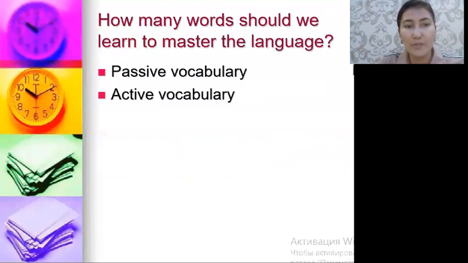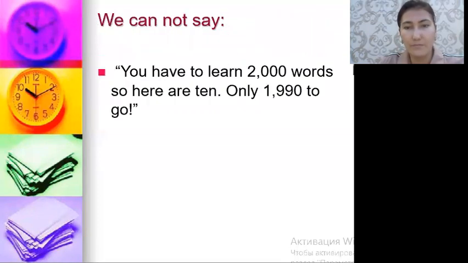So passive vocabulary is the number of words students can recognize, understand, and remember. And active vocabulary is the number of words students can confidently use in speaking and writing. So while teaching, we cannot say you have to learn 2,000 words. So here are 10, only 1,990 to go.